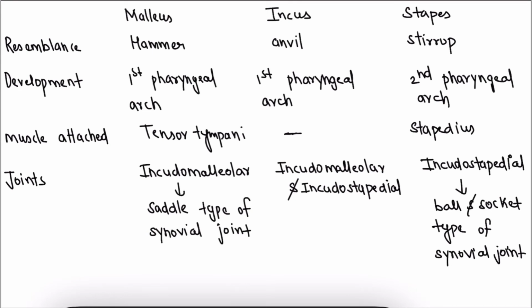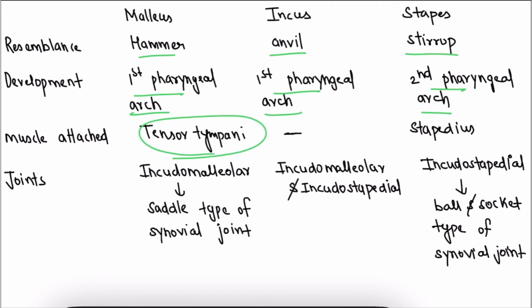Resemblance: the malleus resembles a hammer, the incus resembles an anvil, and the stapes resembles a stirrup. And the development: the malleus is formed from the first pharyngeal arch. Same for the incus, it is also formed from the first pharyngeal arch, but the stapes is formed from the second pharyngeal arch. The muscle attached to the malleus is tensor tympani. There is no muscle attached to the incus, and to the stapes we have the stapedius.